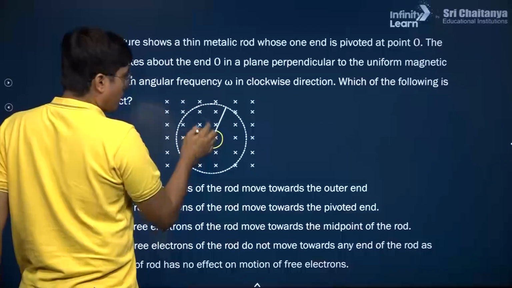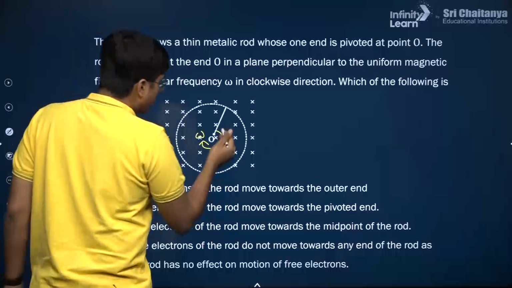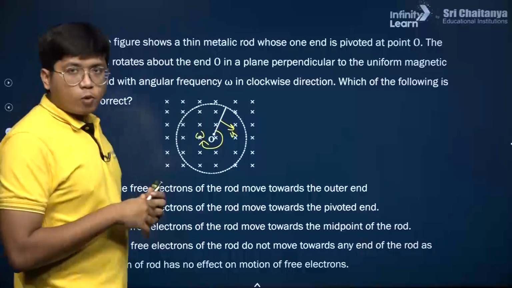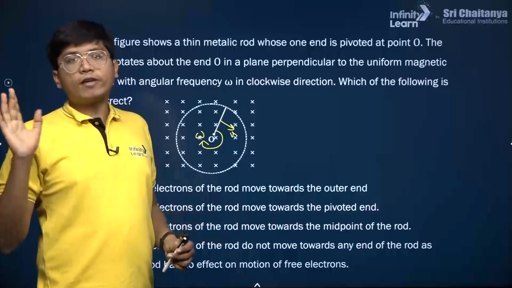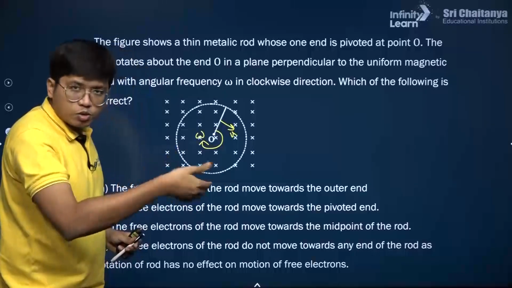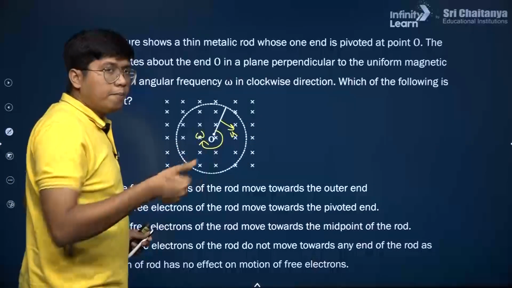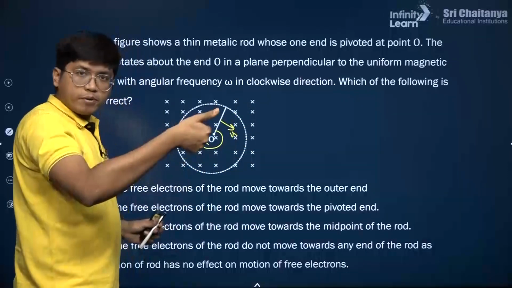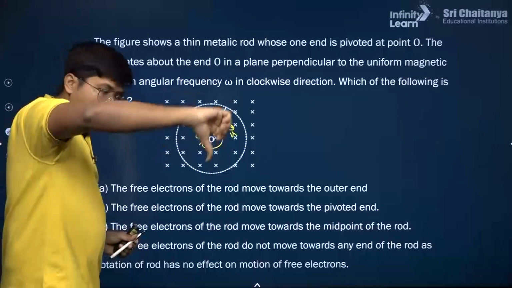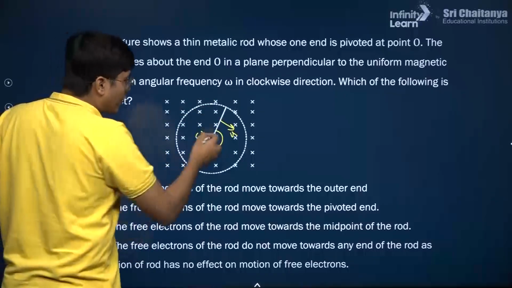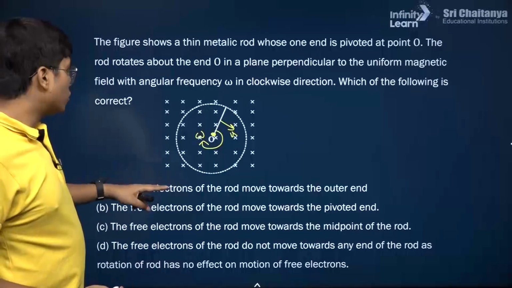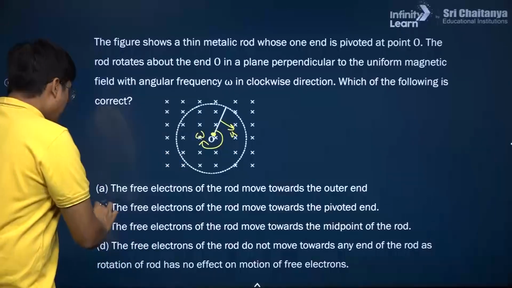If this rod is moving in this direction, the velocity is in this direction, v. If it's a positive charge, we know the force is Q V cross B. So V in that direction, cross B into the page, curl fingers into the page, so the thumb points up, but that is the direction for positive charges. Since electrons are negative charges, they will move in the opposite direction. So electrons will move towards this point over here. So the free electrons of the rod move towards the pivoted end.